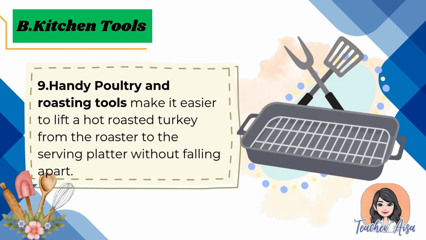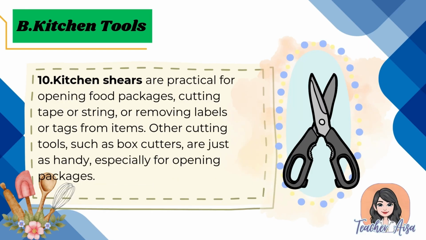9. Handy poultry and roasting tools. By using these, it makes it easier to lift a hot roasted turkey from the roaster to the serving platter without falling apart. 10. Kitchen shears are practical for opening food packages, cutting tape or string, or removing labels or tags from items. Other cutting tools, such as box cutters, are just as handy, especially for opening packages.